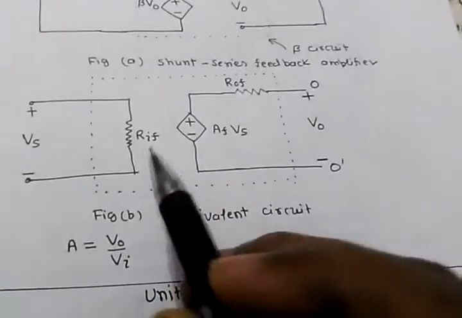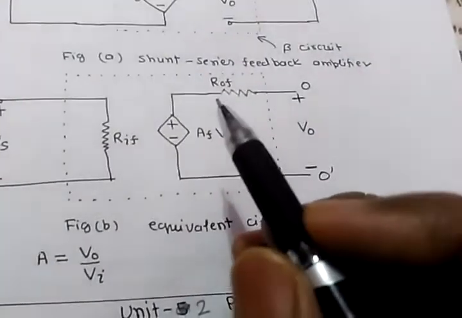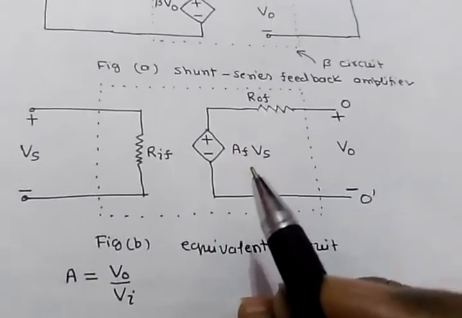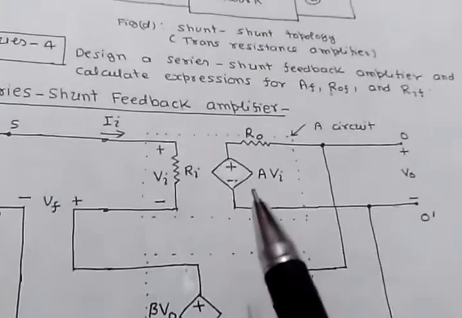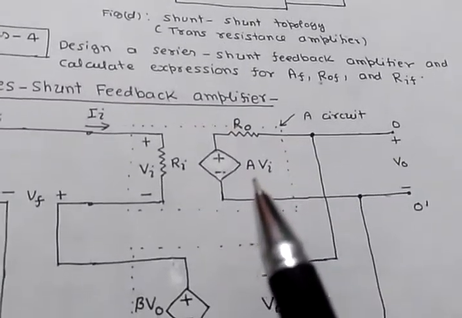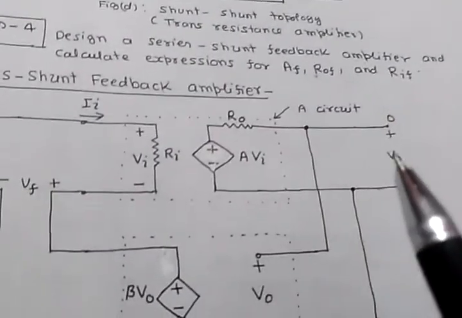In this equivalent circuit, RIF is the input resistance with feedback, ROF is the output resistance with feedback, and AF Vs is a voltage controlled voltage source, where AF is the gain with feedback. In this voltage controlled voltage source, A is the gain without feedback, meaning open loop gain. So A can be written as output voltage Vo upon Vi, as written here. A equals Vo upon Vi.